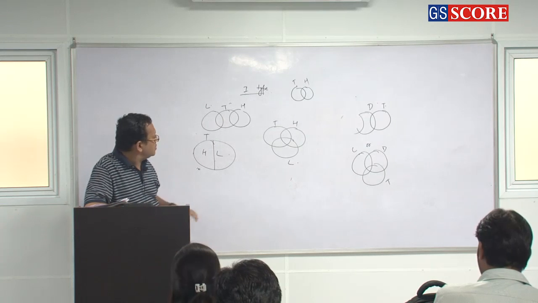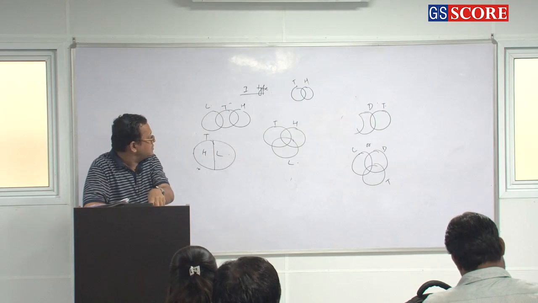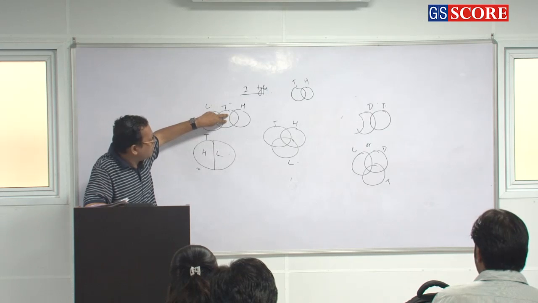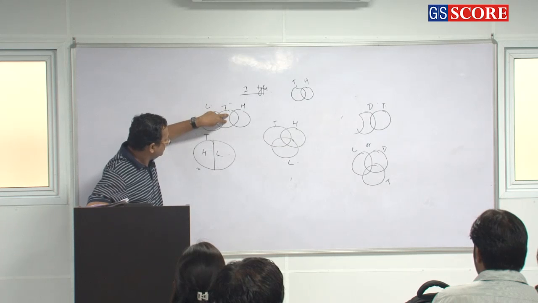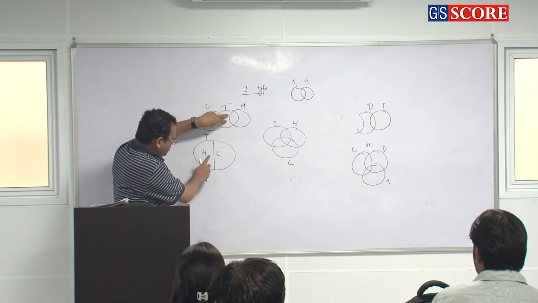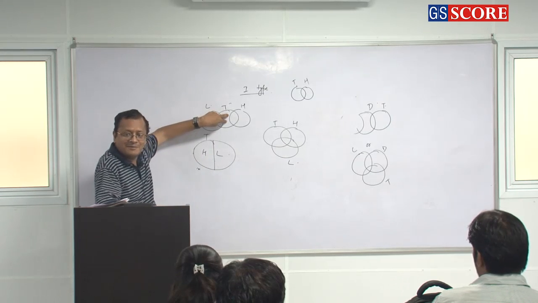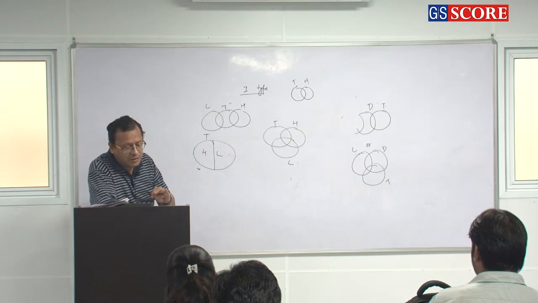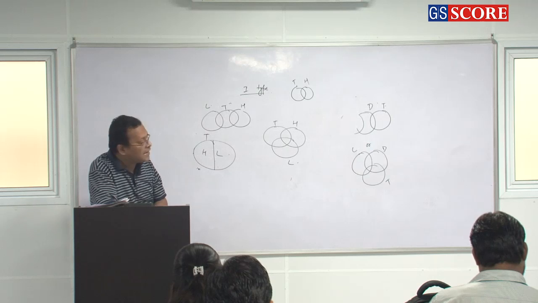2 and 4. Some taxis have neither horn nor light. No taxi has horn as well as light. This conclusion is nullified by this Venn diagram. So 2 and 4 will not follow. The third one, either 3 or 4 follows. Some taxis have horns as well as lights.